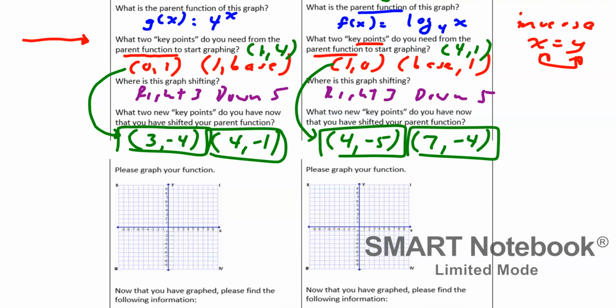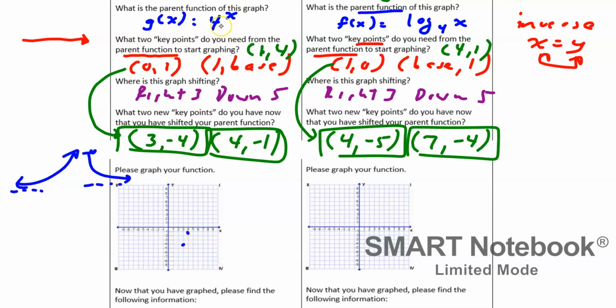So if I were to graph the first function, I would graph the points (3, -4) and (4, -1). And then I have to remember what an exponential function looks like. Well, my exponential function either looks like growth or looks like decay, and your asymptote is horizontal. So here are my 2 points.